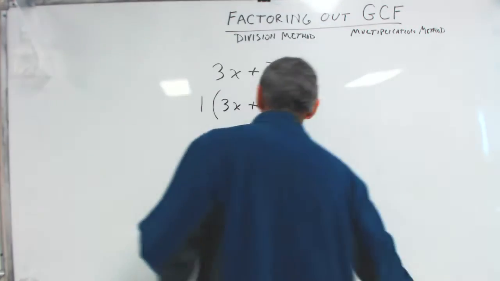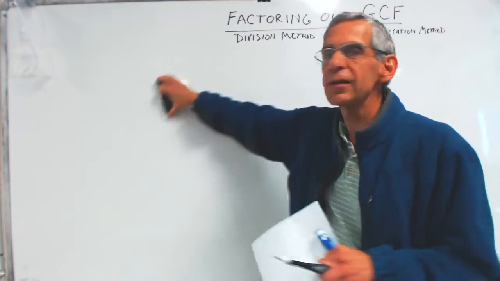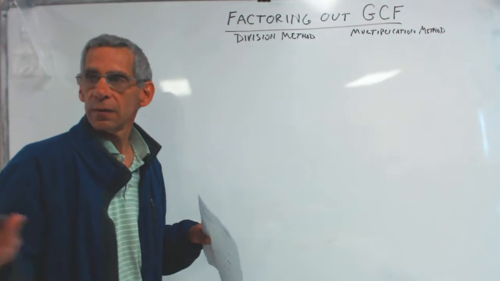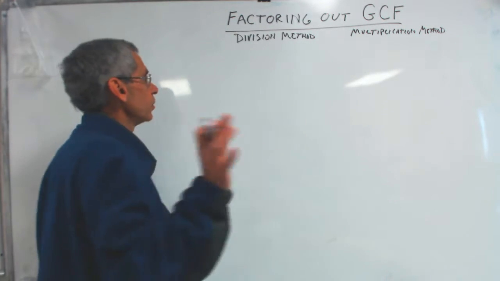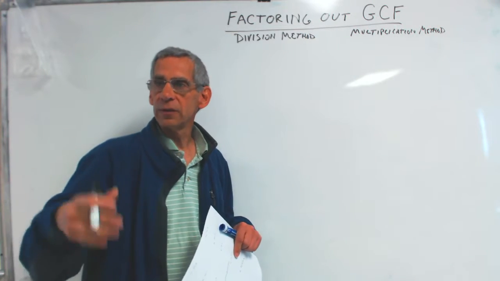Okay, what if it is 3x plus... Let me just try a few. I think your question is going to be answered. The greatest common factor isn't going to be the same number. Right, so the greatest common factor is like 2. We'll get there. I'm doing a bunch of examples.